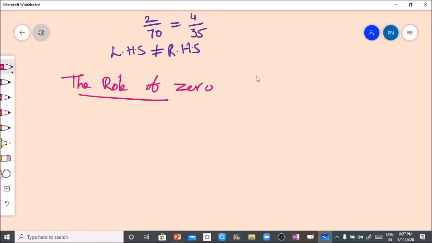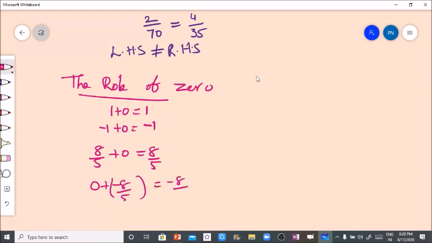Okay, if we add 0 to any number, we get the same number. Minus 1 plus 0 is minus 1. 8 by 5 plus 0 is 8 by 5. 0 plus minus 8 by 5 equals minus 8 by 5. Okay, right? This is called the additive identity. Here 0 is an additive identity.